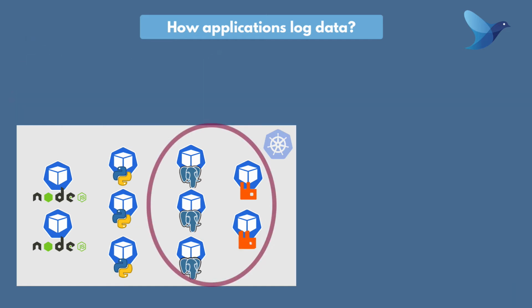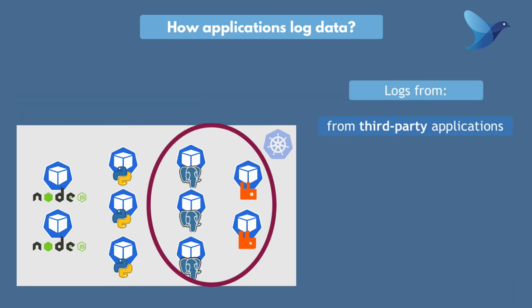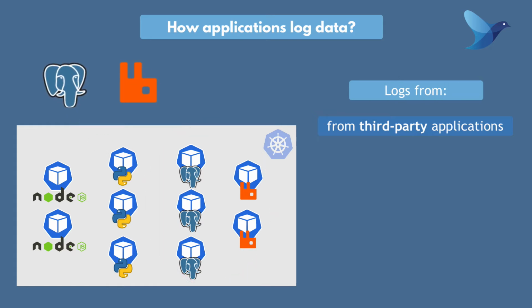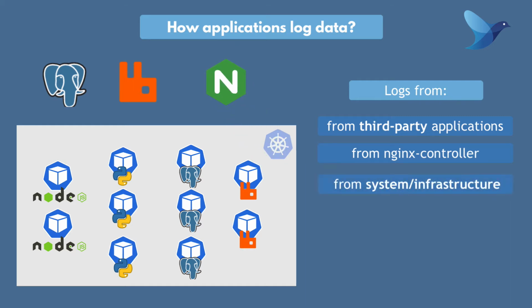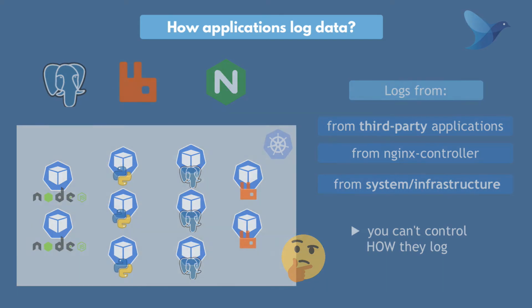Now, what about the third-party applications in your cluster, like databases and message broker? Also in Kubernetes, requests go through Nginx controller. So what if you want to see those logs too? Or what about system logs? You can't control how they log. So how do you collect logs from all these different data sources?